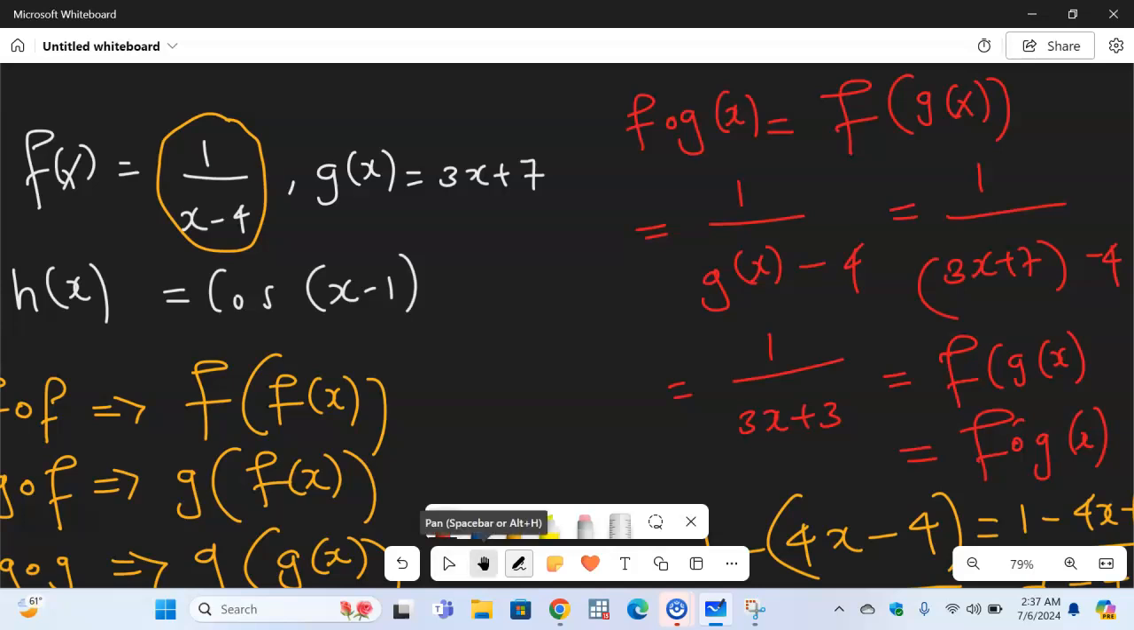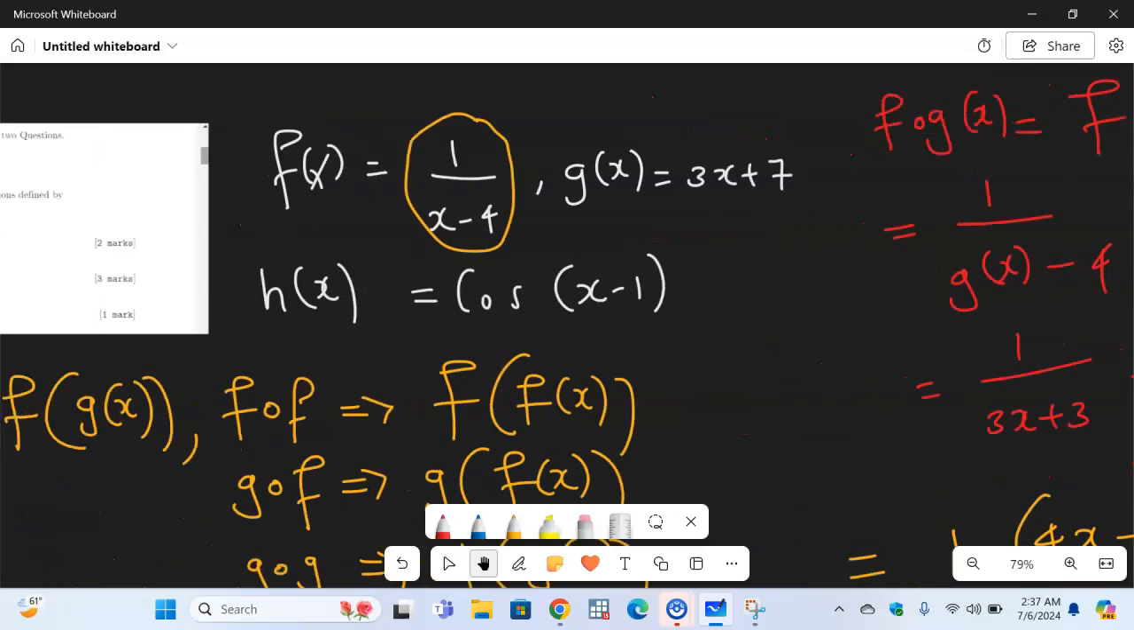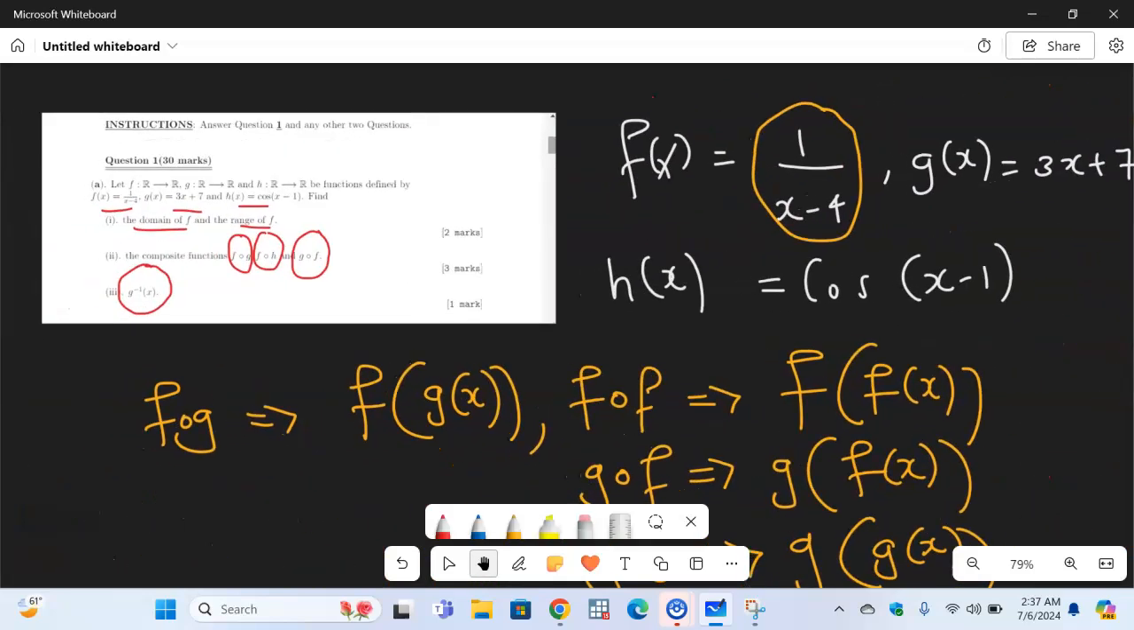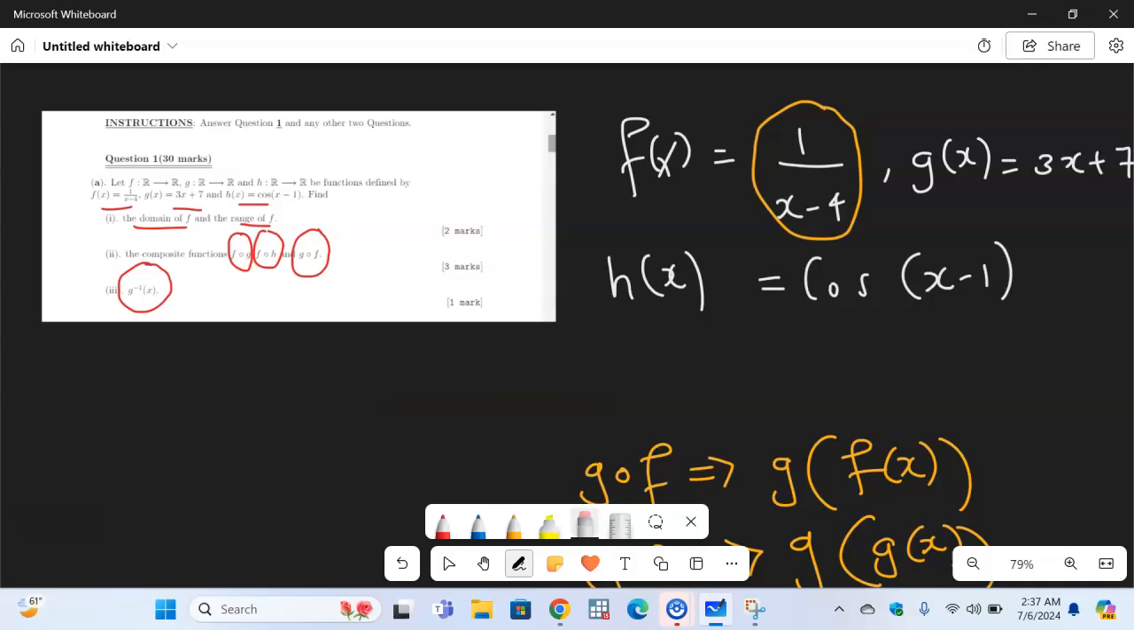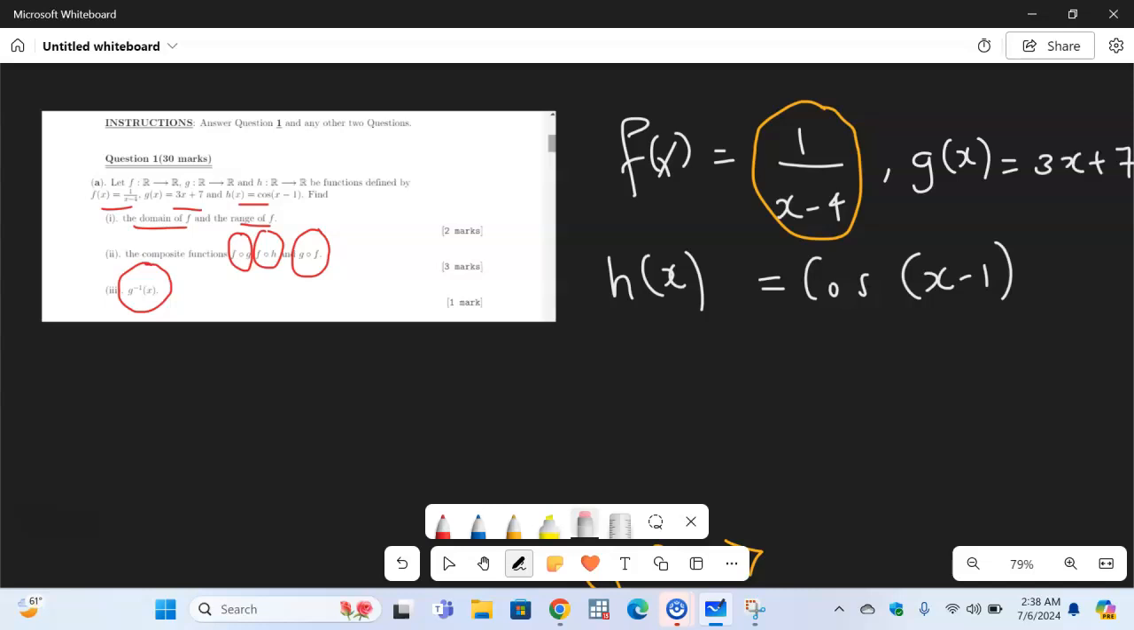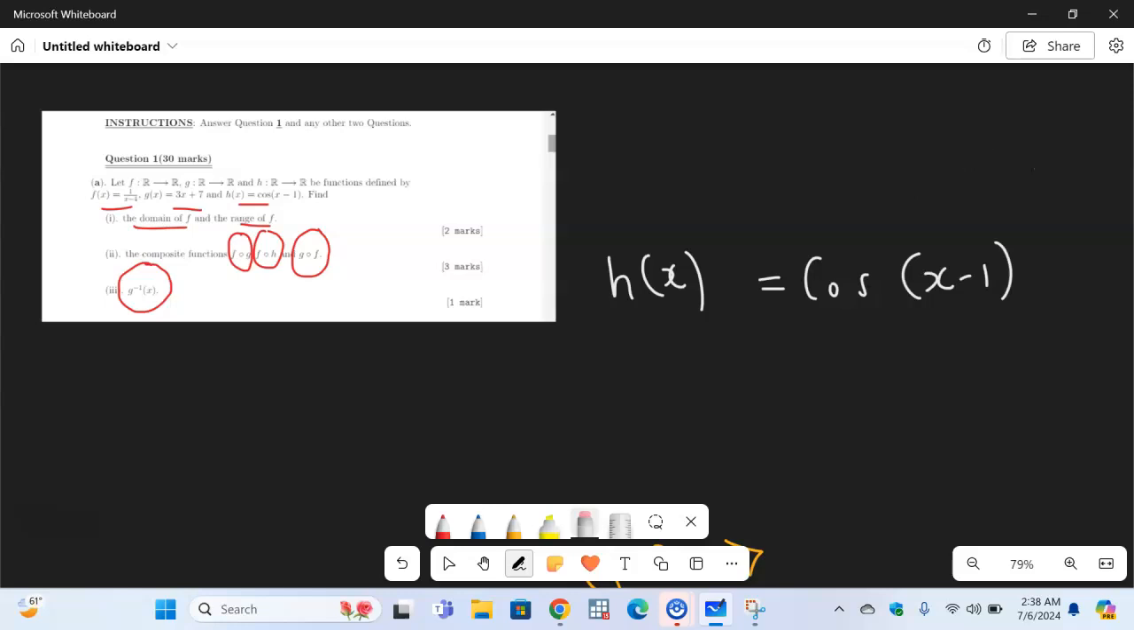So having solved that, now that you understand what is happening, let's go back and do the questions. Let me just delete this. Okay, so now we have our question here. Our biggest question here is the domain of f and range of f.